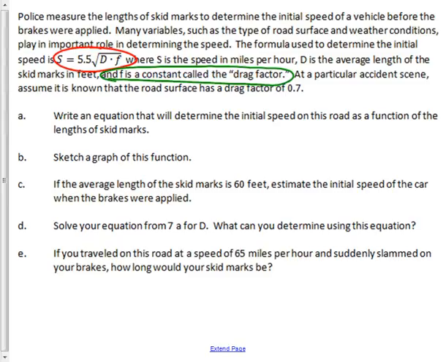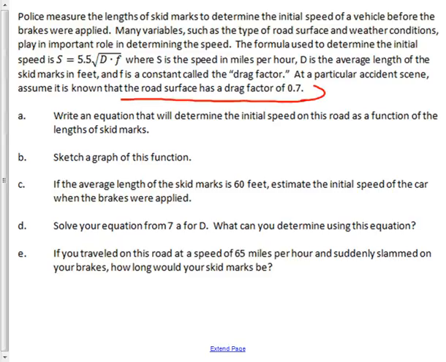All right, so I've got three things. Speed is related to the drag factor and the distance that they actually skidded, the skid mark lengths. And on this problem, they tell you something important at the end here. The drag factor is 0.07. So couldn't we put that in somewhere? Where? The F is. All right, so that's all they're asking on A. Go ahead and write me the equation with the drag factor in there.